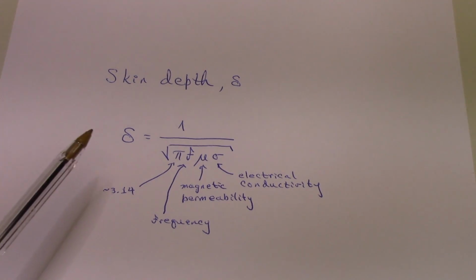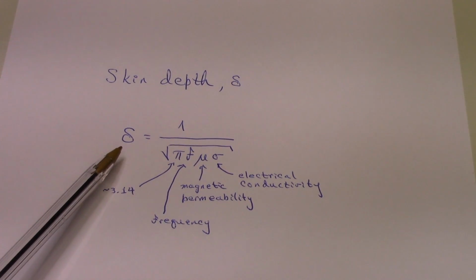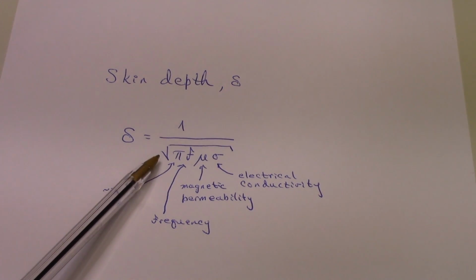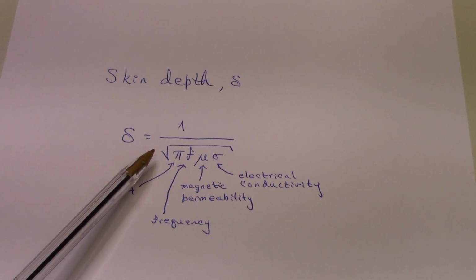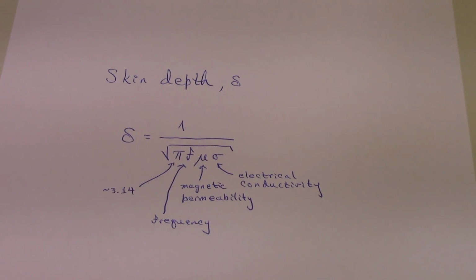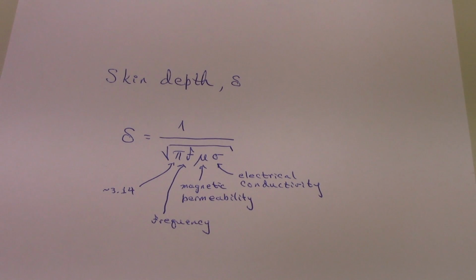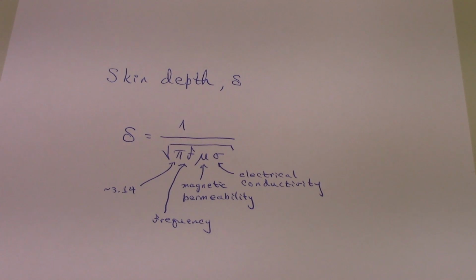They then proceed to give a formula, which is shown here, where delta, the skin depth, is equal to 1 over the square root of pi times f times mu times sigma. And all that's under the square root. Sigma is the electrical conductivity of the material of interest, and mu is the magnetic permeability of the material, usually a metal. f is the frequency, and pi is the numerical constant, which is approximately 3.14.